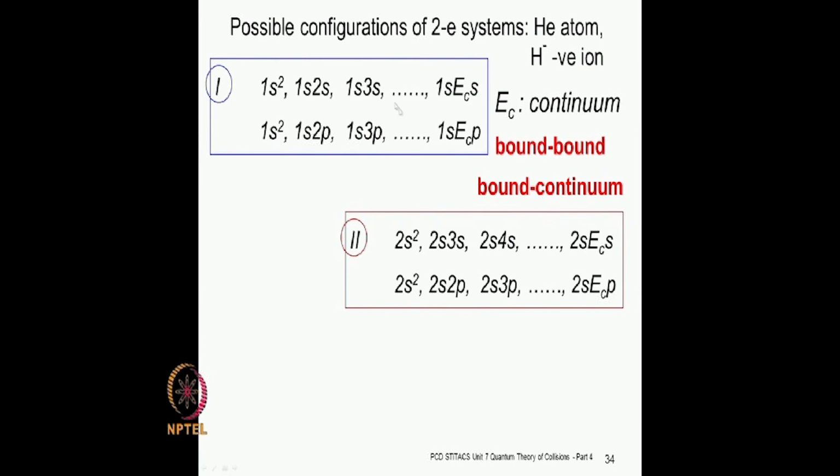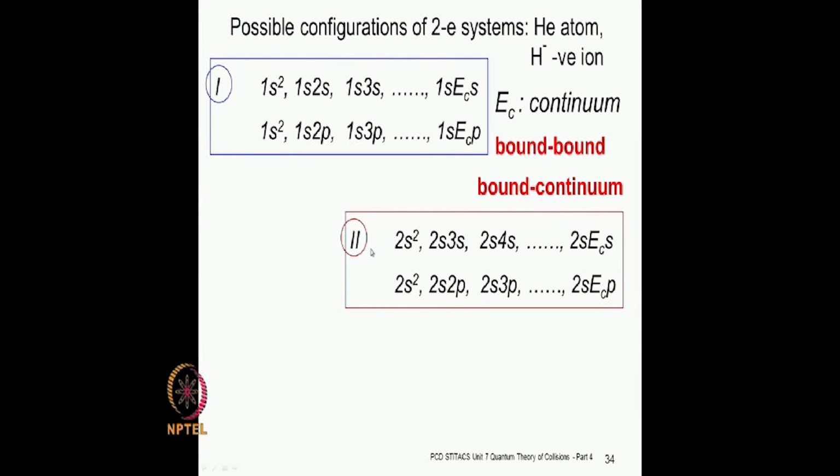Both the possibilities are considered over here. Each of these stipulates a bound to bound excitation from a discrete bound state to another discrete bound state, but it also accommodates a transition from a bound state to a continuum state, and it includes the configuration interactions between bound to bound and bound to continuum states.